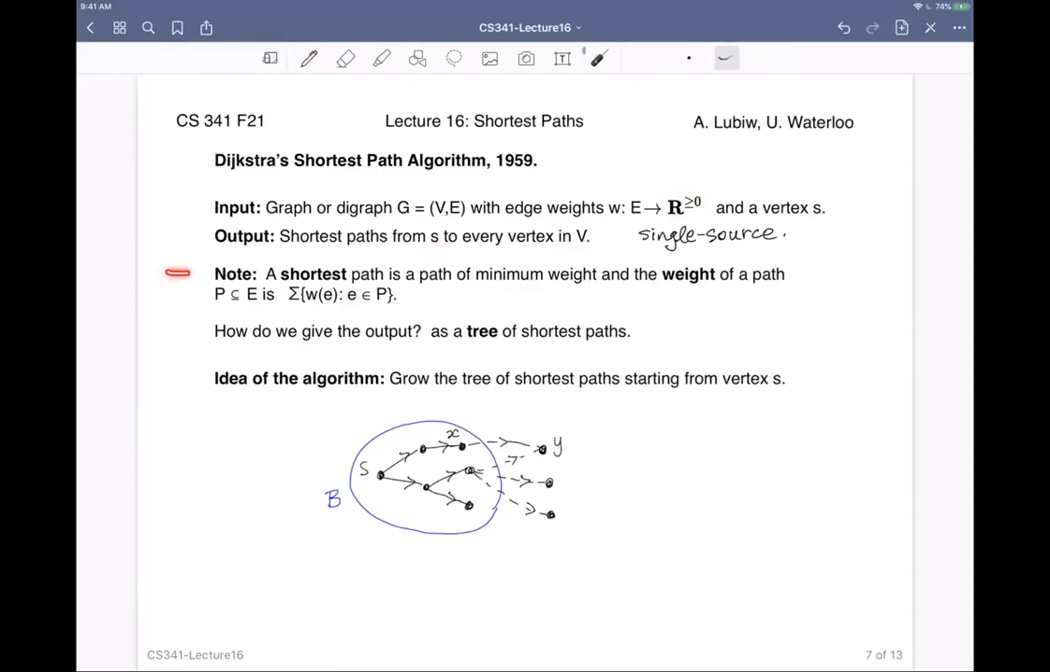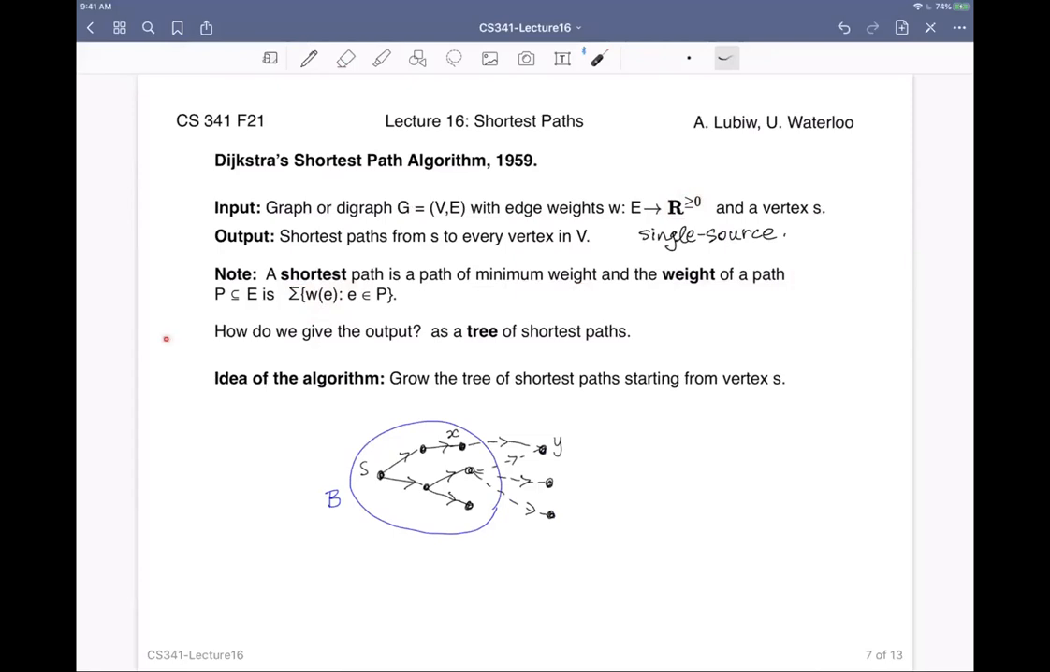Okay, and then just to be a little more precise than I was on the previous slide, what does a shortest path mean? It's the path of minimum weight. And what does that mean? What is the weight of the path? It's the sum of the weights of the edges in the path. Okay, so just to be precise about that.